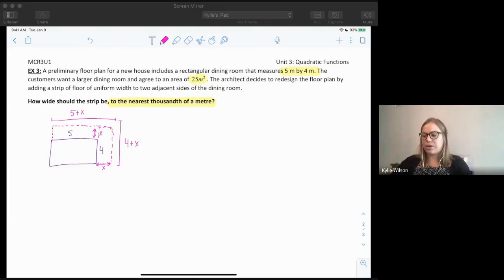The other thing we know is that the area of the big rectangle is 25. So let's start to figure out the equation. We have a rectangle, so my area is going to be length times width. We know that the area of the big rectangle is 25 meters squared. The length is going to be 5 plus x, and our width is going to be 4 plus x, like that. If you swapped your length and width, it doesn't matter, you'll get the same answers.